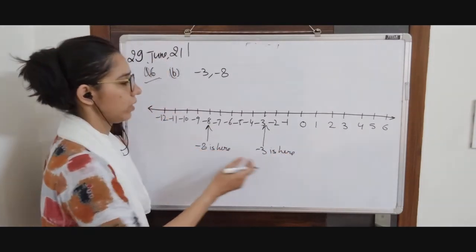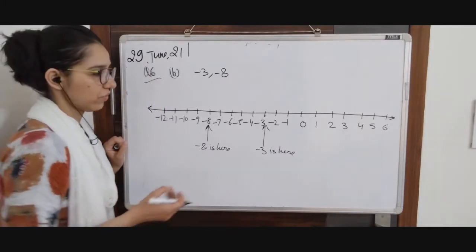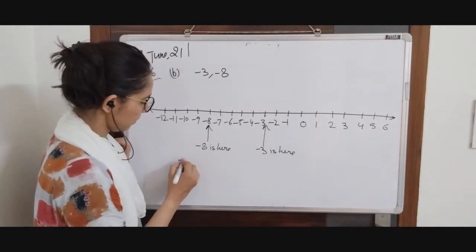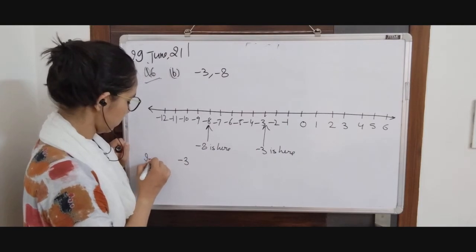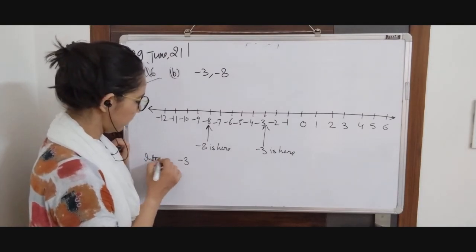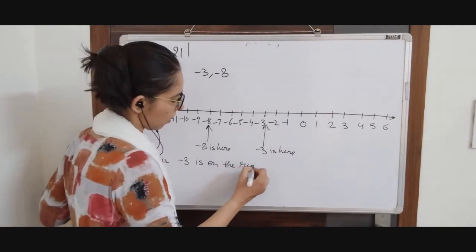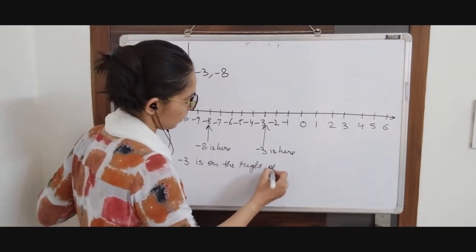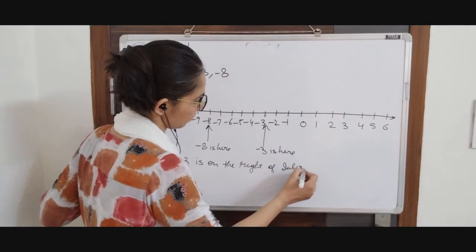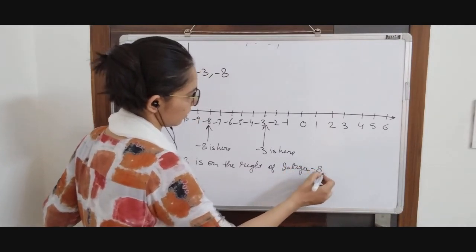So which number is on the right hand side? Obviously your -3 is on the right of -8.